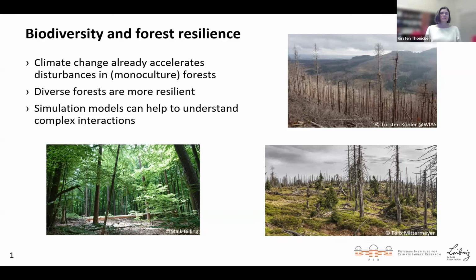There's an assumption that diverse forests are more resilient, but the question arises: can this assumption actually hold under climate change, and what would be the limits? And also, can we understand the mechanisms for why a diverse forest is more resilient? So here, like Tom already showed, simulation models can help to understand complex interactions.